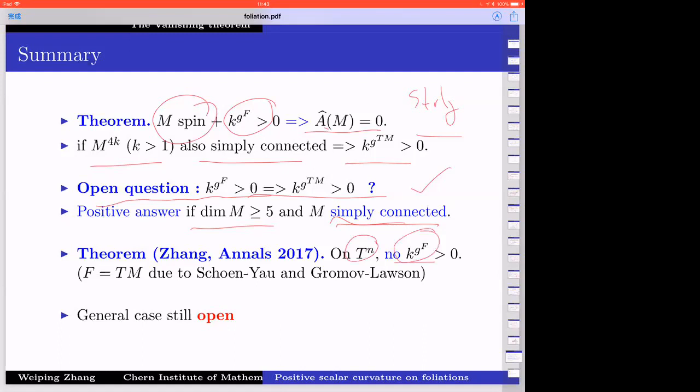This generalizes the famous theorem of Schoen-Yau and Gromov-Lawson, saying that there is no metric of positive scalar curvature on any torus. So we generalize this to: no metric of leafwise positive scalar curvature on any integrable subbundle. This is the simple case for non-simply connected manifolds, but the general case is still open, although for the simply connected case, it is a question. So maybe we will use this to study C-star algebras and so on.